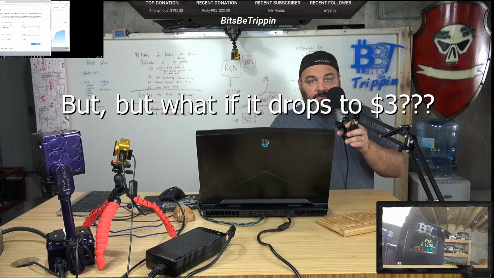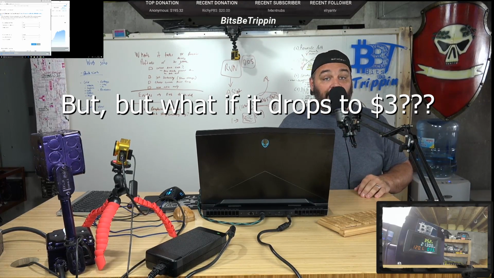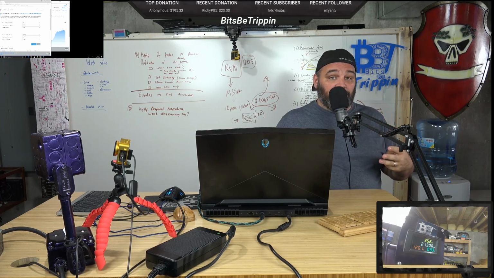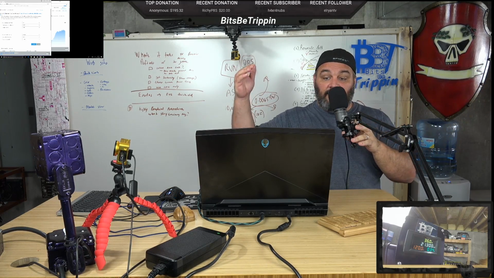People are still going to mine it because it's going to be profitable. You know, if Ethereum's $3, we were mining it at $3, guys. $3 Ethereum price. And the only reason why it was profitable, as you guys just saw, is because the network hash rate was down.